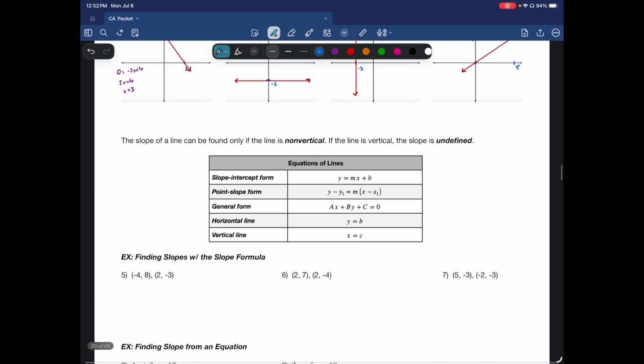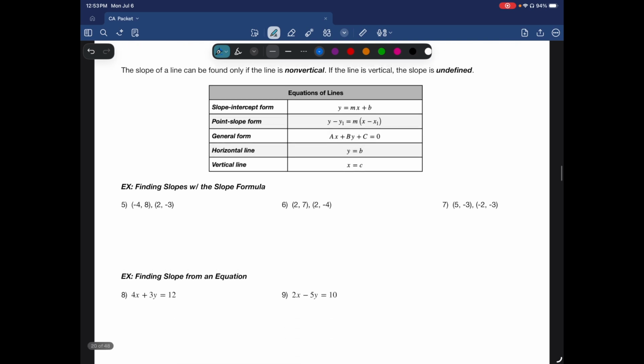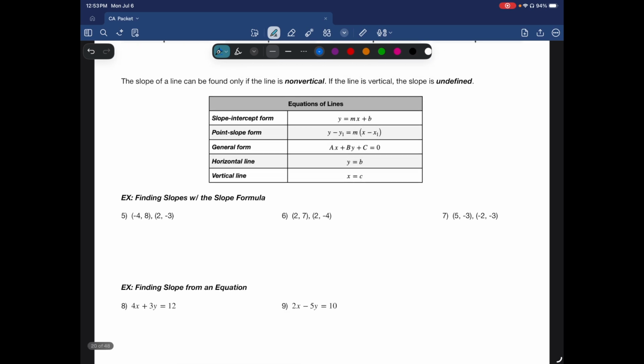All right, the slope of a line can be found only if the line is non-vertical. If the line is vertical, the slope is undefined. These are all the different ways you can write the equation of a line. And so you have your slope-intercept form, point slope, and point slope is just really a means to an end. It's a starting point. So if you have a point and a slope, literally you just plug them in and then go find your equation in slope-intercept form. Sometimes they may ask you to write in general form. General form is also referred to as standard form.